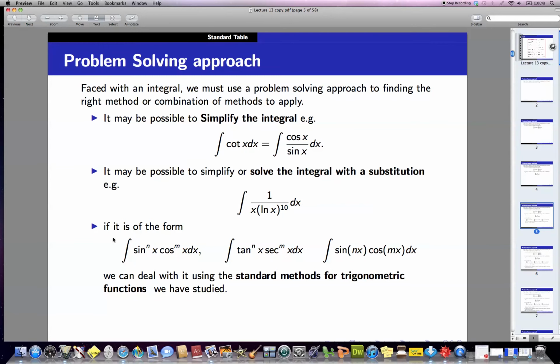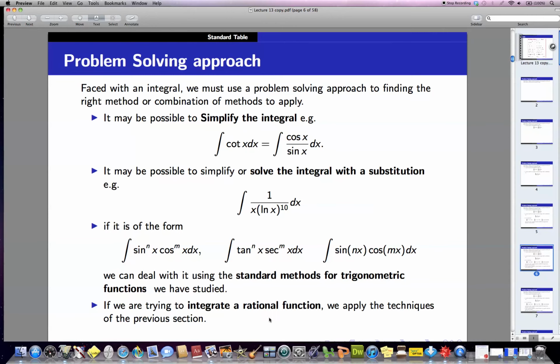If the integral looks anything like one of these three, then we have some standard methods from that section on trigonometric functions. Some are simple substitutions, some depend on formulas from trigonometry. Most of those formulas that you need will be given on the last page of your exam. And again, if it looks anything like one of these three, you should use one of the methods from that section on trigonometric functions.